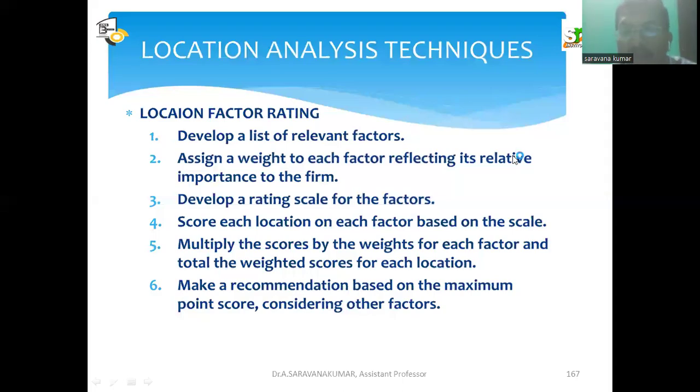Hi everyone. So today we are going to discuss a very important topic in operations management. Last session we had also discussed facility location. Now we are going to continue the session.